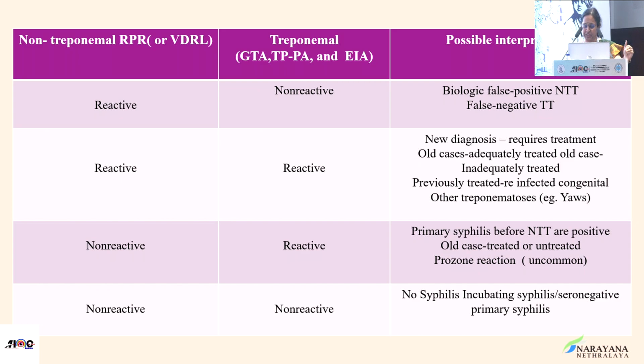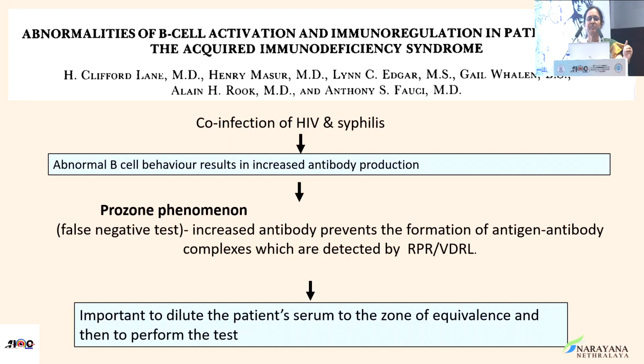treated syphilis patient. When we have patients with HIV and syphilis, abnormal B cell behavior results in increased antibody production, the prozone phenomenon, because of which we can get false negative results. It's important to dilute the patient's serum to zone equivalence and then perform the test.